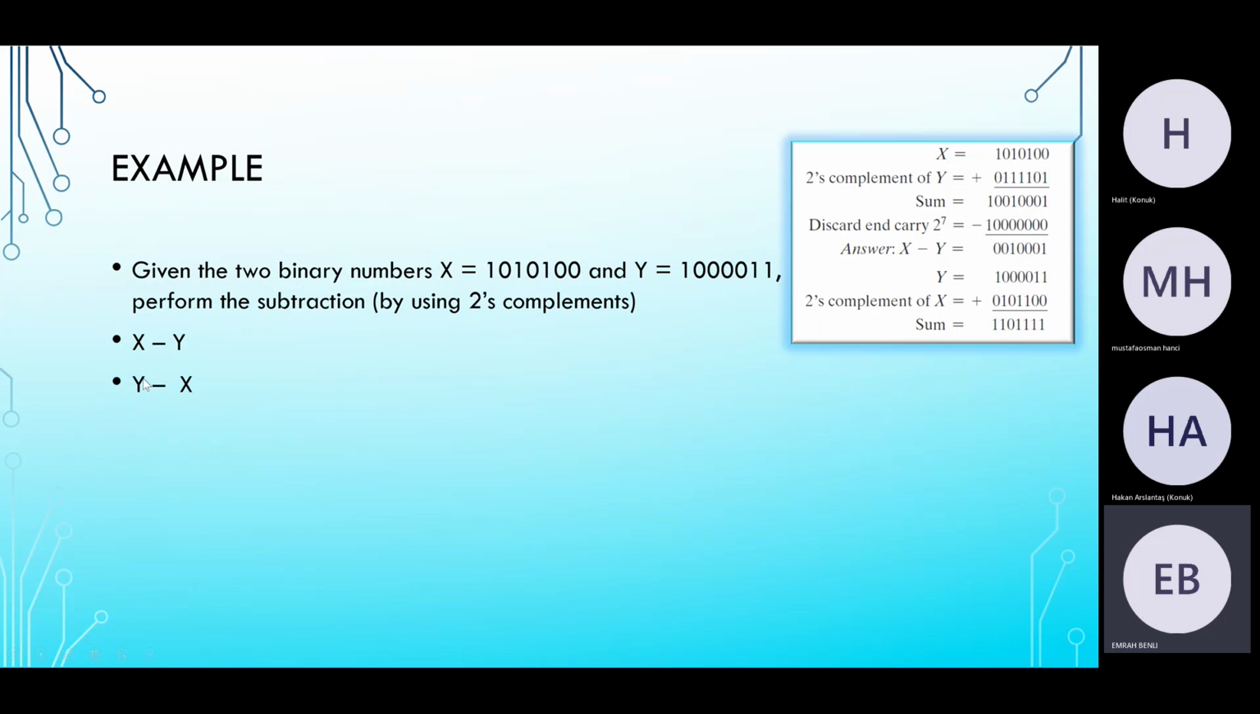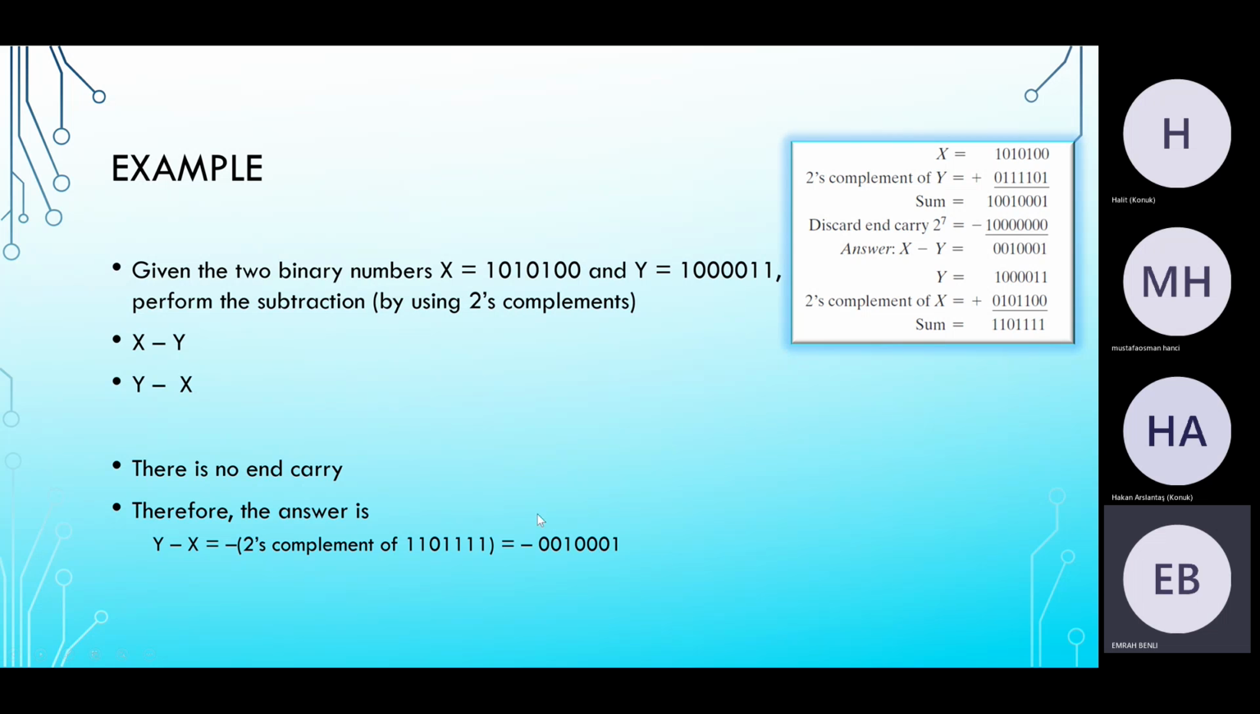And if we want to do vice versa, y minus x, we have y here, and the 2's complement of x, which is this. We convert this number 0 to 1, 1 to 0, and plus 1, and we have this number. After addition, we have this result. Do we have an nth carry? There is no nth carry, there is no extra digit here. That means it's negative, and we will take the 2's complement, the radix complement of this, and minus the radix complement of this number will be this number, and that's our result.